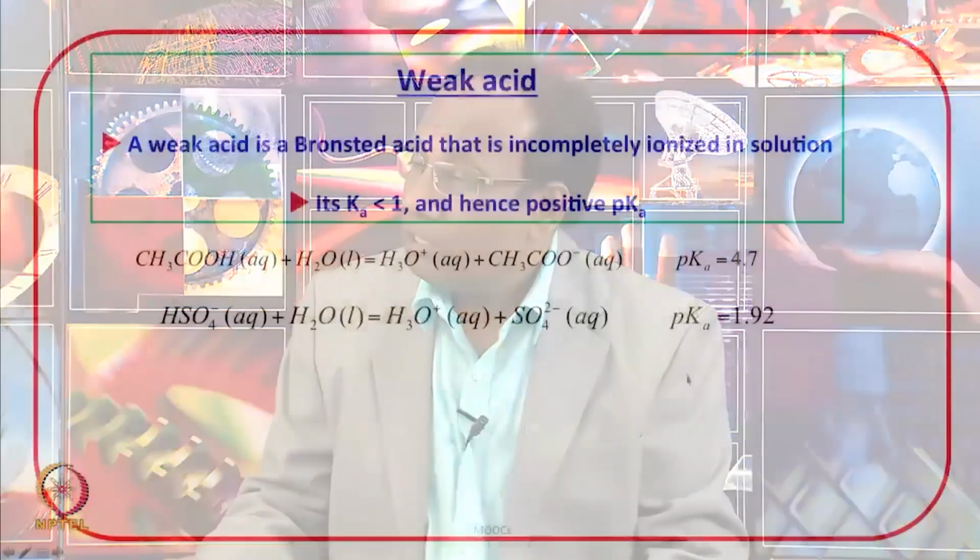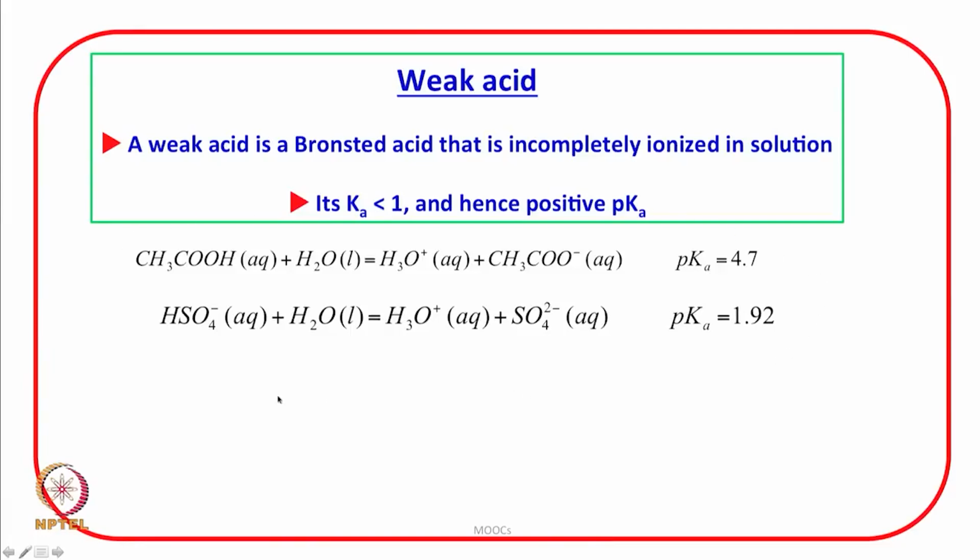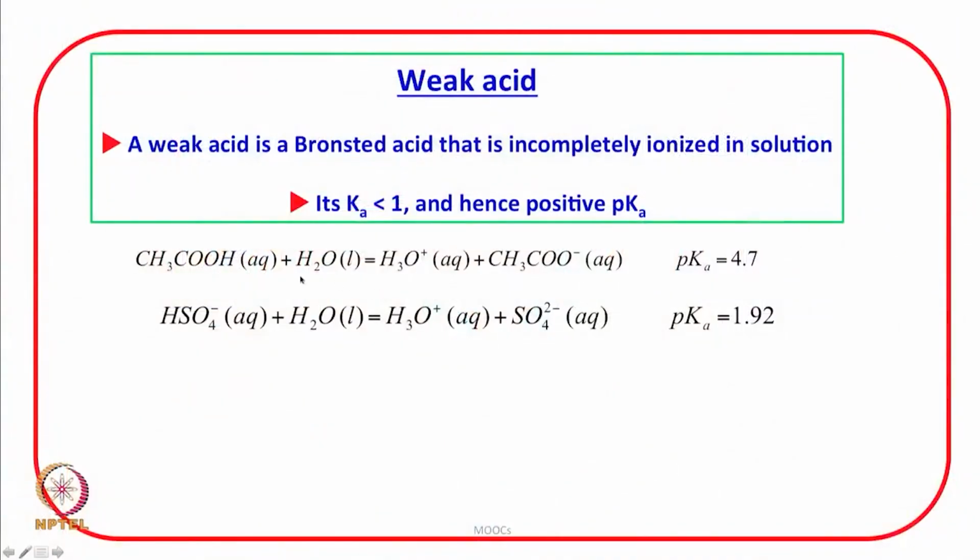So, therefore, going back to this slide, the pKa value of the second reaction, that is HSO4 minus plus water forming H3O plus and sulfate, is lower. That means HSO4 minus is a stronger weak acid compared to the weak acid CH3COOH. Why am I saying these are weak acids? Because these are not completely ionized in solution, and if the ionization is not complete, then Ka is less than 1 and pKa values will be positive.